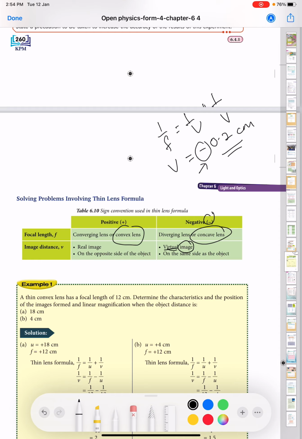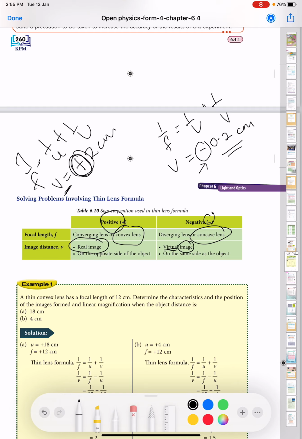When your image is virtual, the value in the calculation should show the negative sign. If you do your calculation using 1 over f, 1 over u, 1 over v, and you got your v value as positive 2 cm, for example, the positive sign means your image is real. Like we said earlier, what does it mean by real and virtual? It means your image is formed on the right of the lens or on the left of the lens.